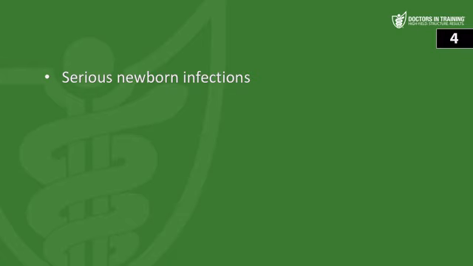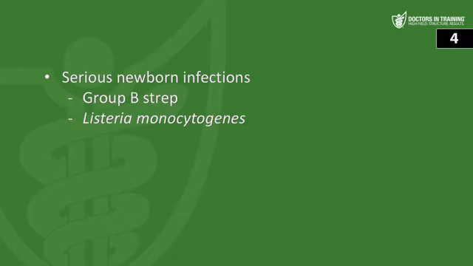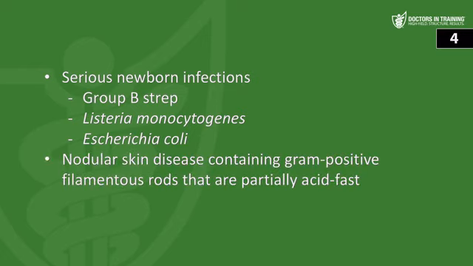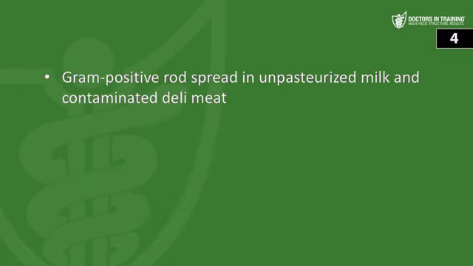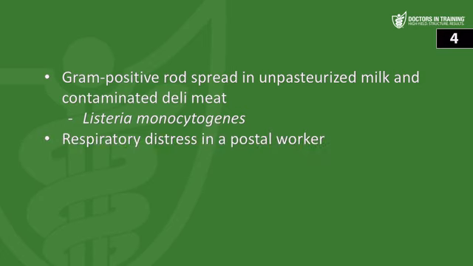Serious neonatal infection, think about group B strep or Listeria. And then the third one was E. coli, which is actually a gram-negative. Nodular skin disease containing gram-positive filamentous rods that are partially acid-fast is Nocardia. Gram-positive rods spread in unpasteurized milk and contaminated deli meat is Listeria monocytogenes. And then respiratory distress in a postal worker is a clue for Bacillus anthracis.